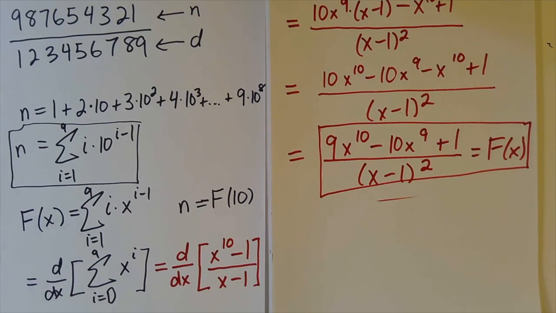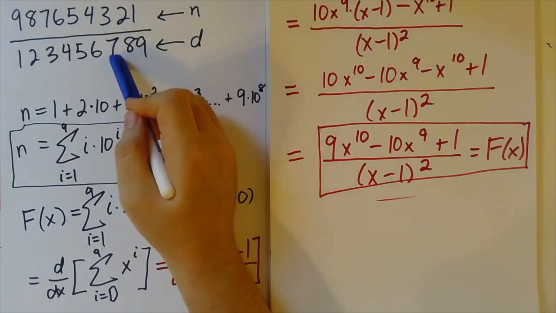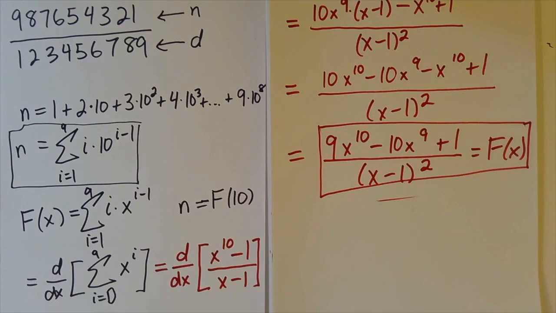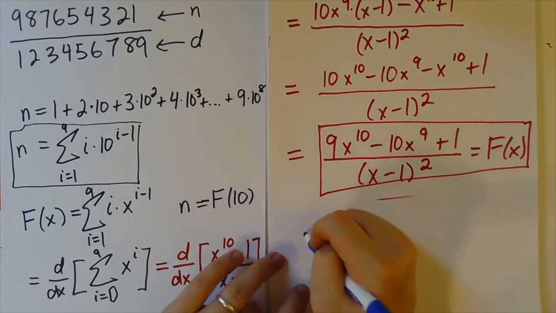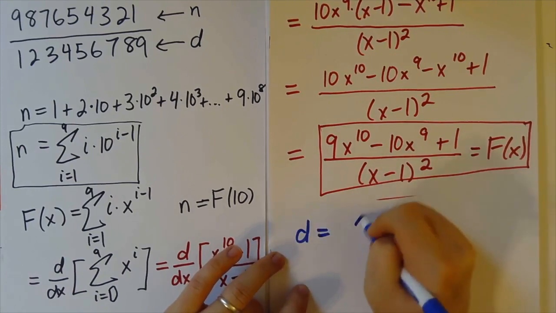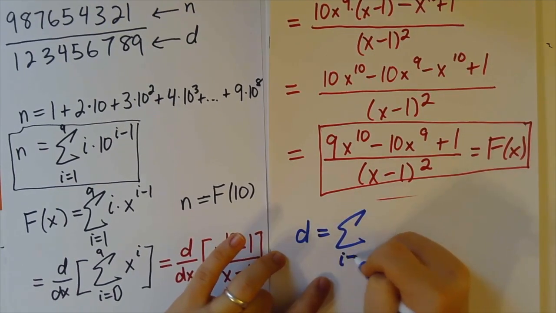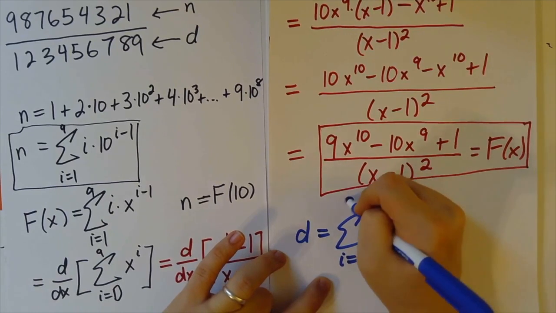Next up, I have to deal with the denominator. And so the denominator is this number, 1, 2, 3, 4, 5, 6, 7, 8, 9. So it's the same number, but backwards. Okay. So when I go ahead and write that down, I'm going to write it as a sum. Okay, and so I'm still going to write it as a sum with 9 terms.